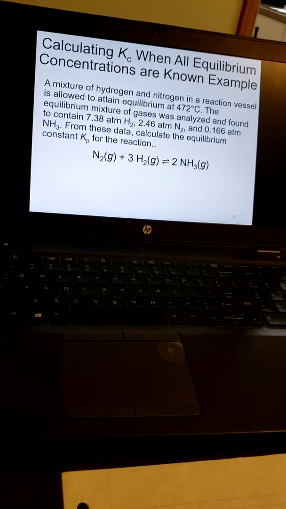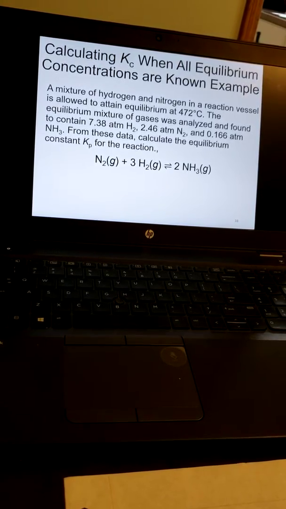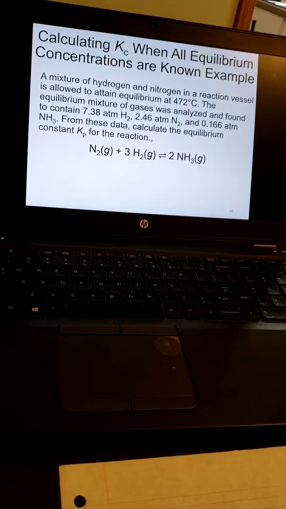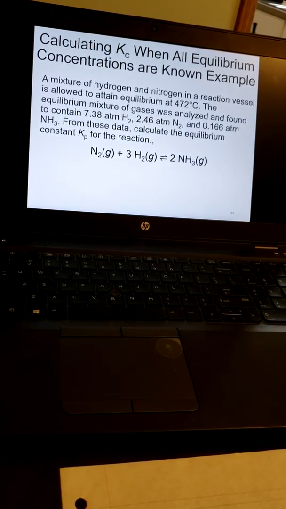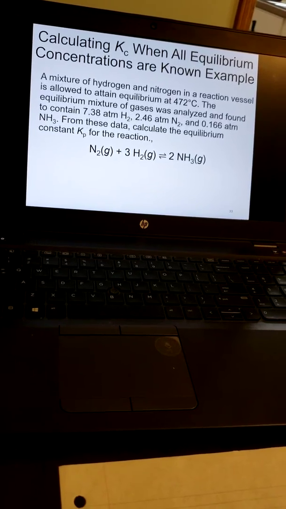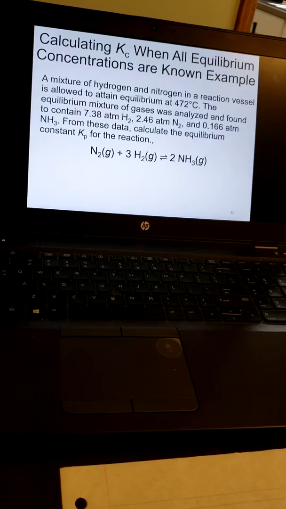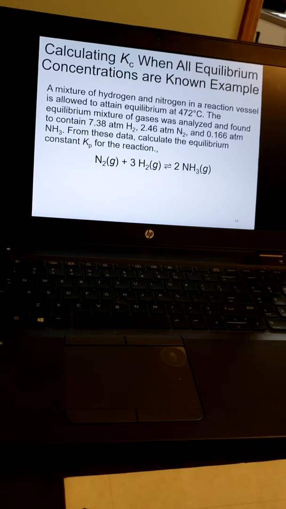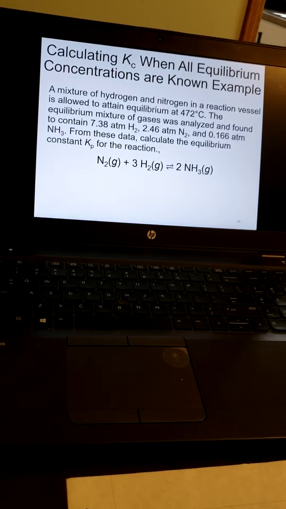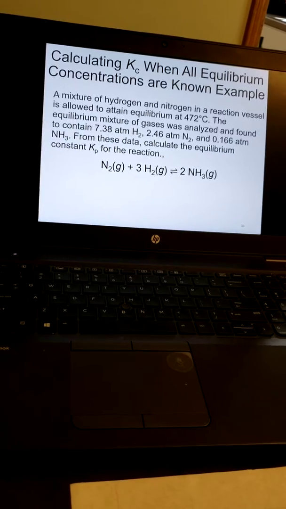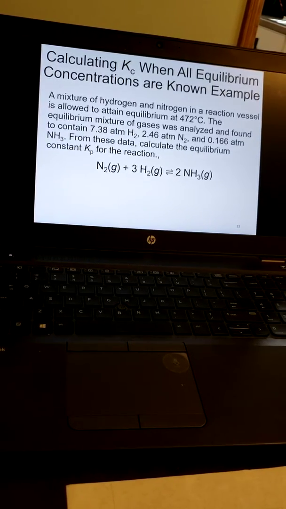It says a mixture of hydrogen and nitrogen in a reaction vessel is allowed to obtain equilibrium at 472 degrees Celsius. The equilibrium mixture of gases was analyzed and found to contain 7.38 atmospheres of hydrogen, 2.46 atmospheres of nitrogen, and 0.166 atmospheres of ammonia. Now, think about that unit in atmosphere. An atmosphere is referring to pressure, right? Take a look at the equation. The equation is gases, so that makes sense. And it says from these data, calculate the equilibrium constant Kp for this reaction.